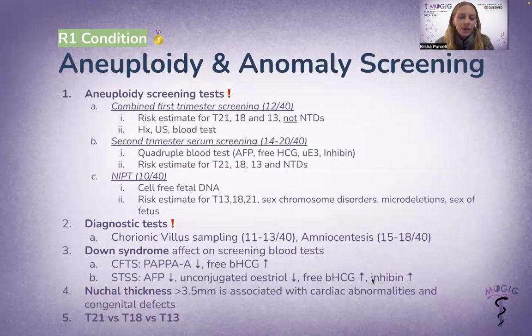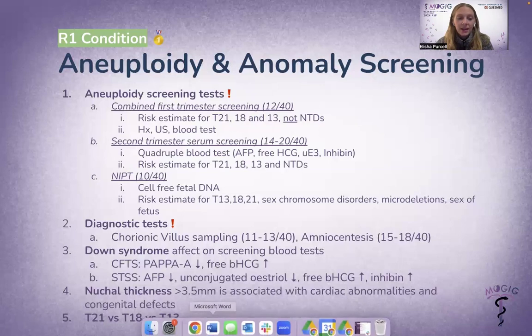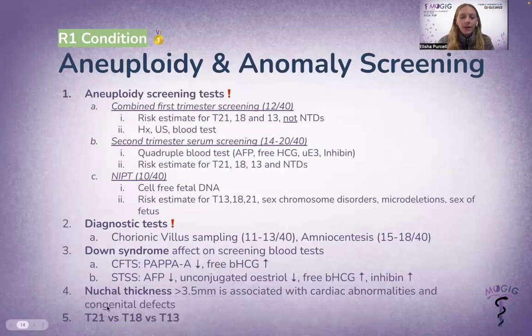Although they're annoying to remember because they always change, where they go up and down, it does come up. Next thing to be aware of, nuchal translucency thickness greater than 3.5 millimeters is associated with cardiac abnormalities and congenital defects. And then this is probably a bit more peds, but you do need to know differences in presentations for T21 versus T18 versus T13. So your Down syndrome, your Edwards and Patau's, you need to know the differences in how they present.